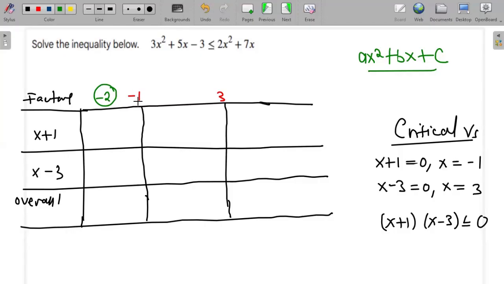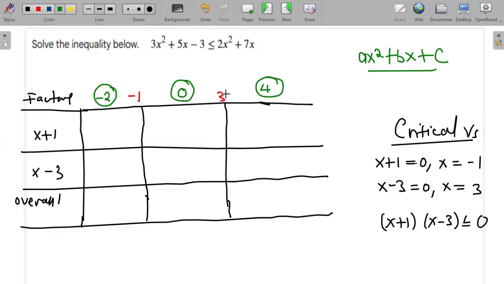And then between -1 and 3, you pick a number as well. Here I'm going to pick 0. If 0 is an option anywhere, always pick 0. But you can literally pick any number between -1 and 3. If you want, you can pick 2.5. There's no problem. And then after 3, I'm just going to pick 4.